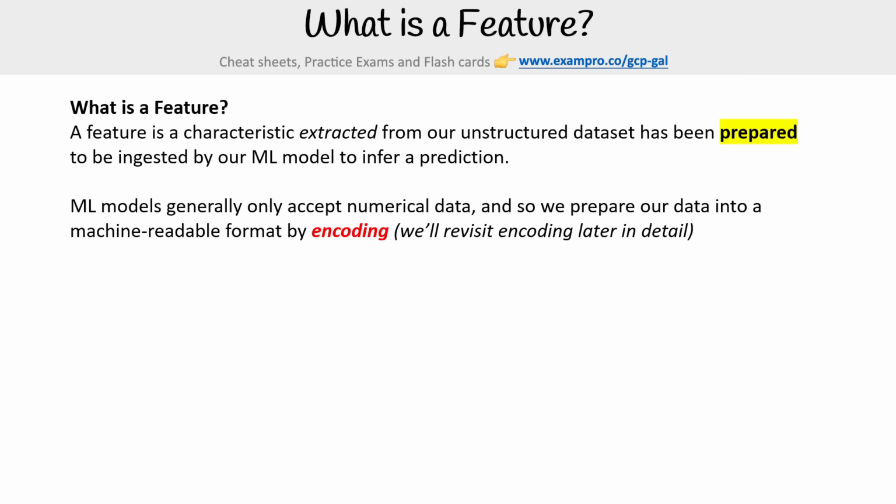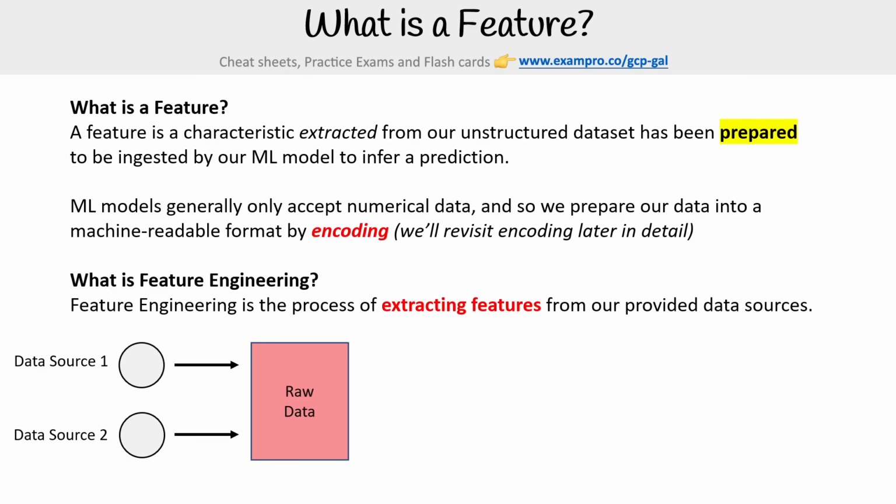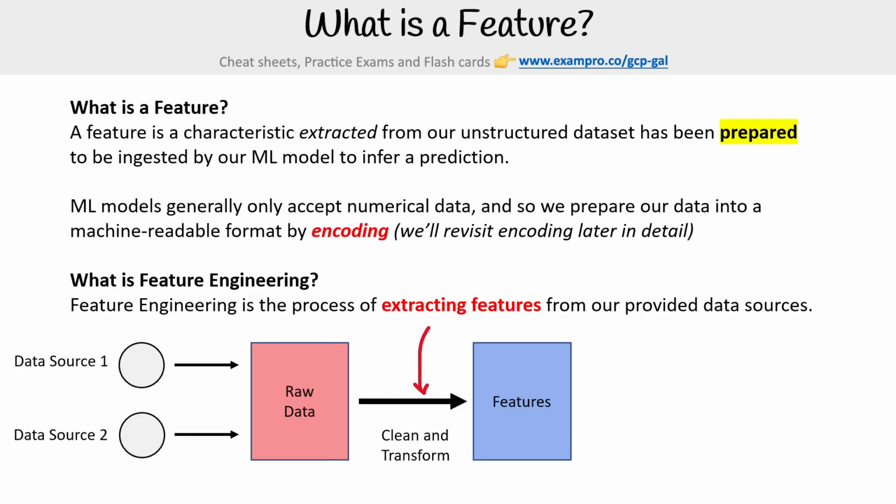So let's talk about what is feature engineering. Feature engineering is the process of extracting features from our provided data sources. So imagine you have your data sources, which you have then your raw data. You're going to clean and transform them into features, turning them into machine readable format information for your machine learning models. And then you go from there, okay?